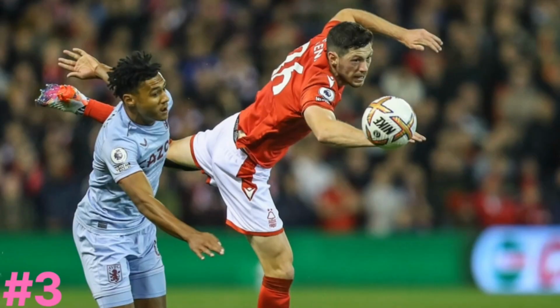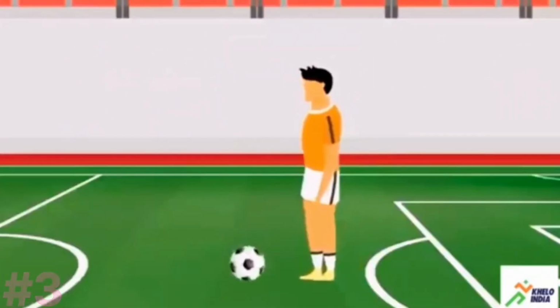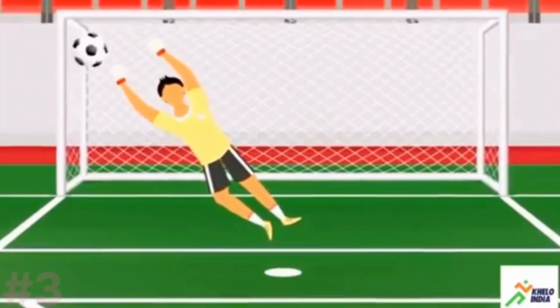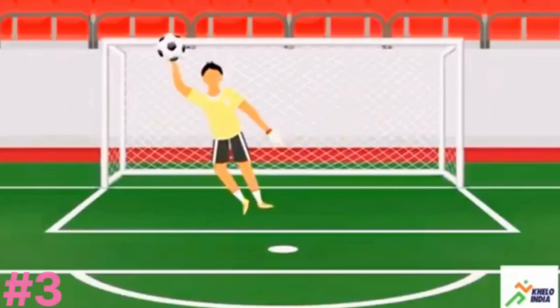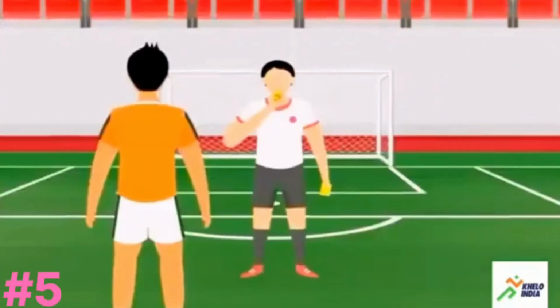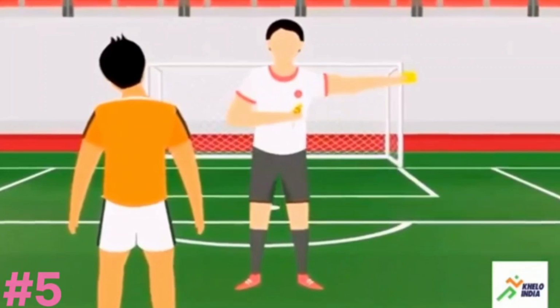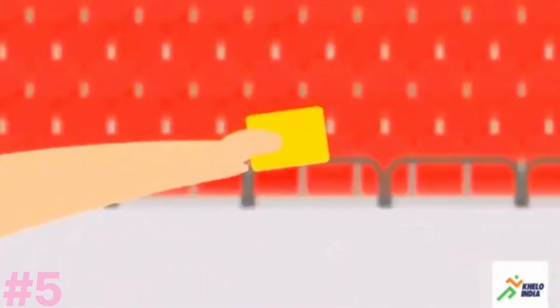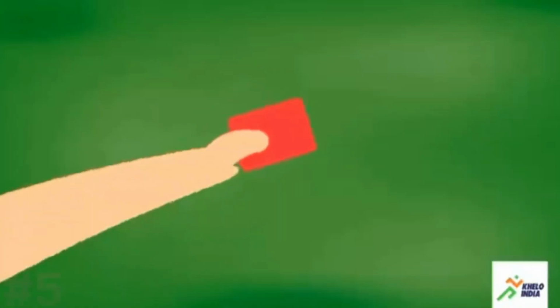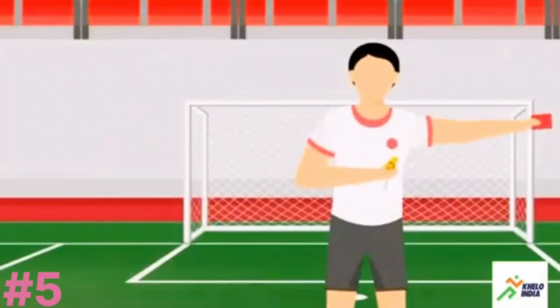Rule 3. Players are not allowed to use hands while playing. Only the goalkeeper can use hands, and that too only inside his own penalty area. Rule 4. If a player pushes, kicks, trips or holds another player unfairly, it is called a foul. Rule 5. If a player keeps making bad fouls, the referee can show a card. Two main cards are yellow card, a warning; red card, the player must leave the match.